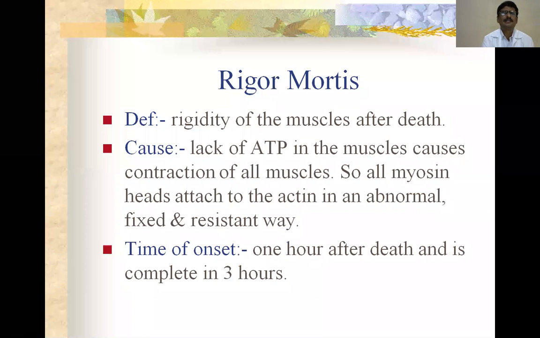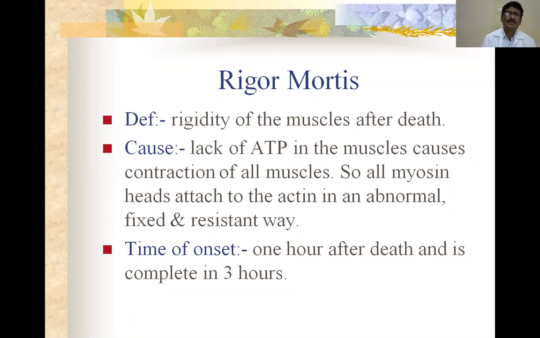Now rigor mortis, this is the rigidity of muscle after death, which is due to lack of ATP. Now you know ATP is required for two things. Number one, detachment of the myosin head from active sites on actin requires ATP. Next, pumping back of calcium from sarcoplasm into the sarcoplasmic reticulum also requires ATP. And after death, there is no metabolism, there is no ATP. When this doesn't happen, the actin and myosin will bind with each other irreversibly, and they remain in an abnormal, fixed and resistant way. So that's why it leads to spasm or muscle contraction after death.